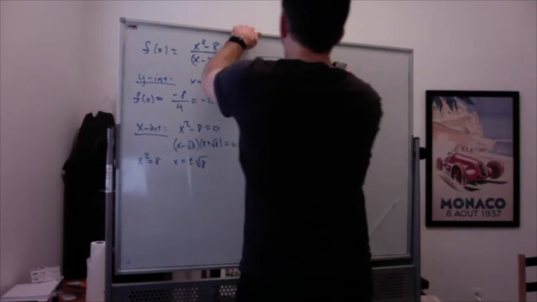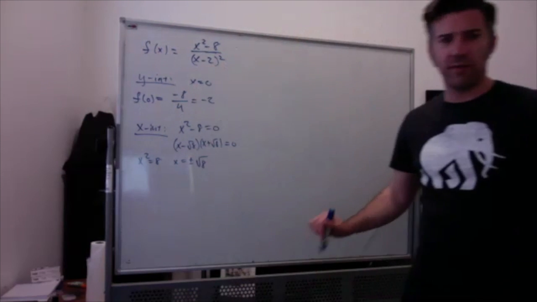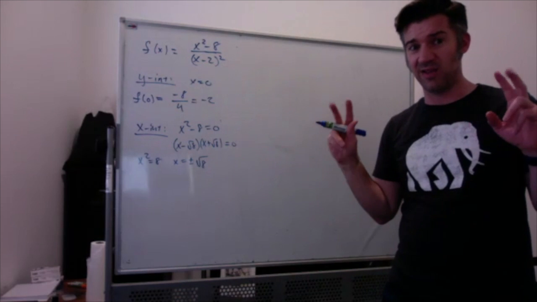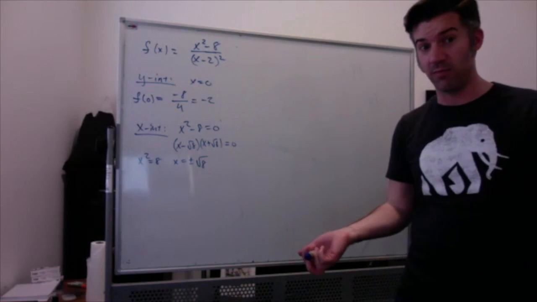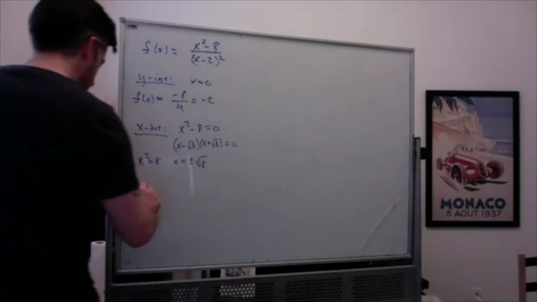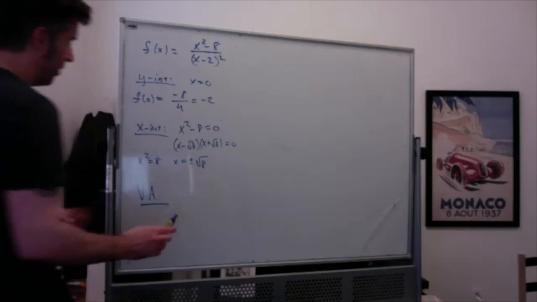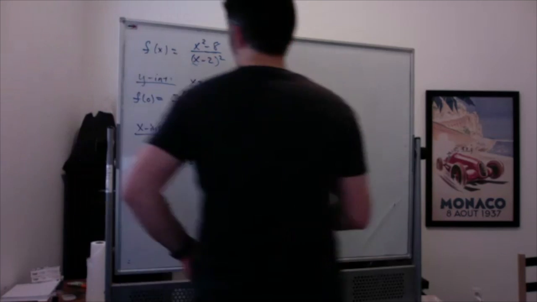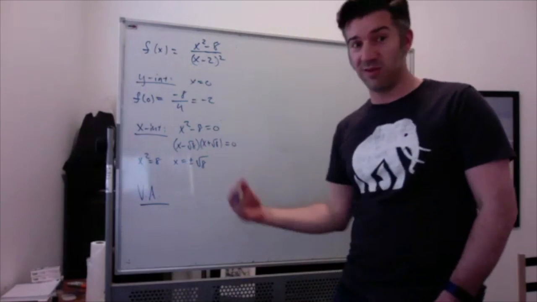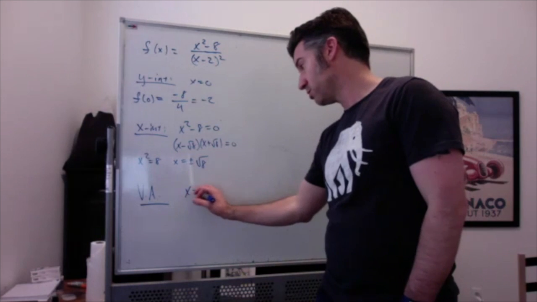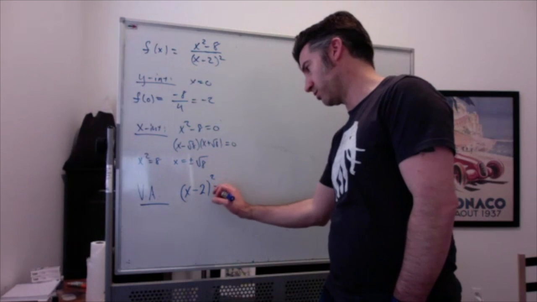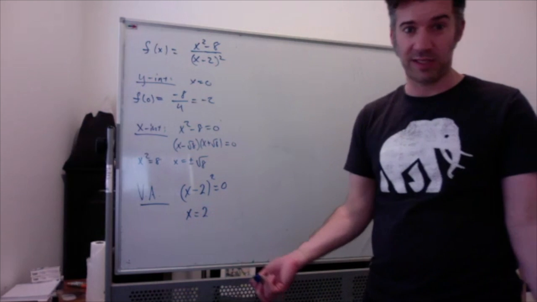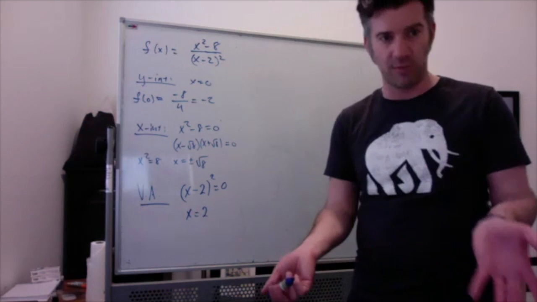You're right, I should have looked at the domain first, but often when it's a rational function, I know that I'm going to get to the domain part when I get to the vertical asymptote part. But it's always good to think about, what's my domain here? So for the vertical asymptotes, we're just seeing where the denominator is 0. So x minus 2 squared equals 0, so x equals 2. That's my vertical asymptote, x equals 2. And yes, x equals 2 is not in the domain.